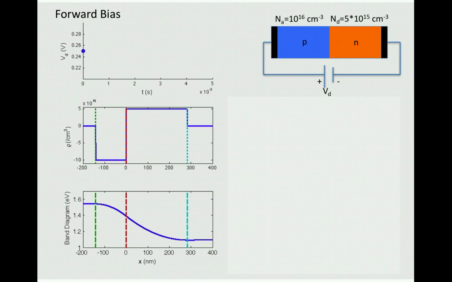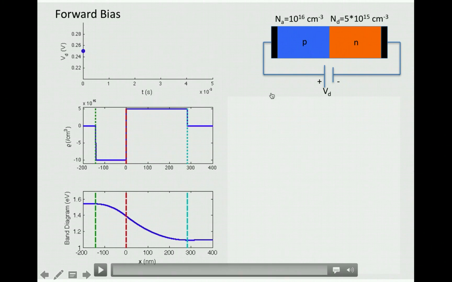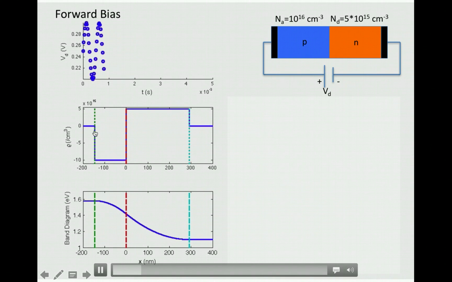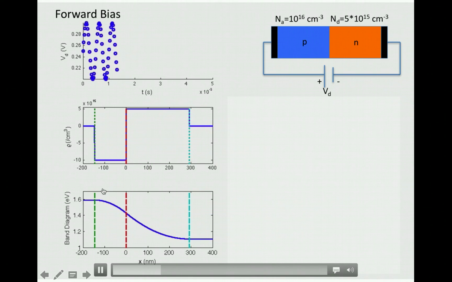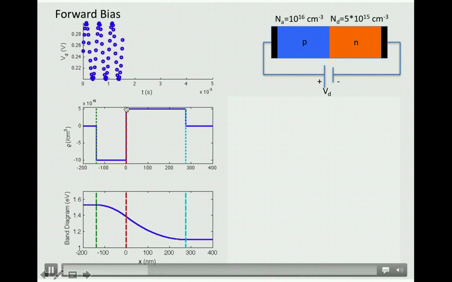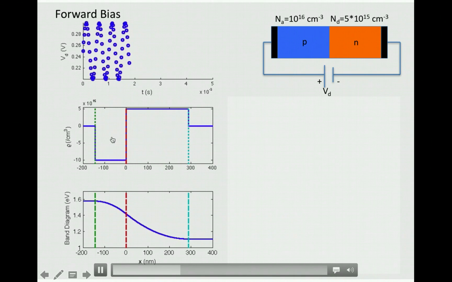Okay, so now let's see what happens if we apply a sinusoidal wave superimposed on a DC voltage across a PN junction. So this is how the voltage is changing as a function of time, and you can see that as the voltage is increasing, the depletion widths are decreasing. On the other hand, as the voltage is decreasing, the depletion widths are increasing, and the barrier heights are also increasing.